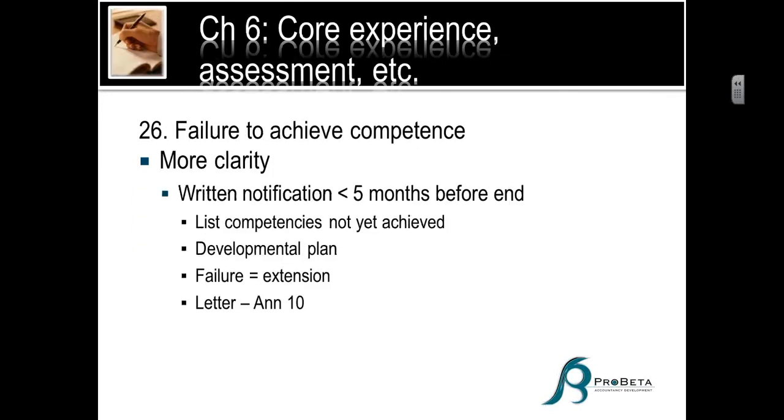Number 26, failure to achieve competence. They've just basically improved the clarity, and they've said if 6 months before the end, basically you're doing your ANA, you need to notify them if you find that they're not going to be competent by the end. And that's that letter in Annexure 10, which tells you, the training officer, that you've got to list the competencies that they're not yet going to achieve, some sort of plan on how to get them competent, and that if they fail to do this, it will lead to an extension.